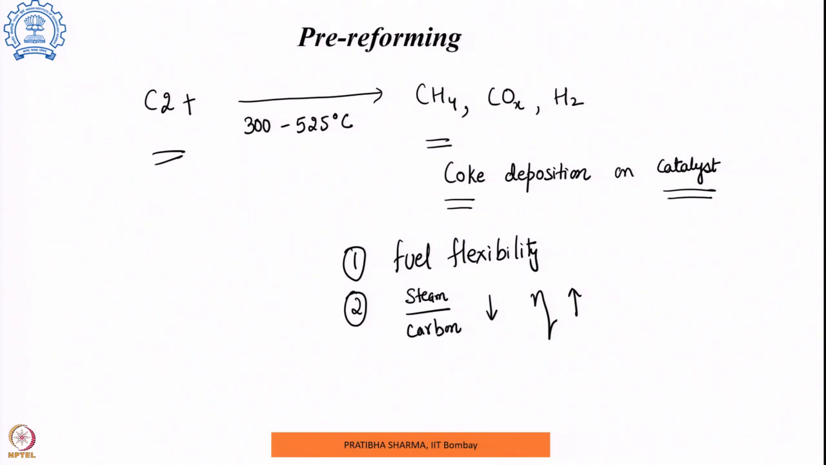Once the feed pretreatment process is done, in case of either higher hydrocarbons or methane, followed by a pre-reforming step only when higher hydrocarbons are present, thereafter comes the primary step, which is known as steam methane reforming or steam reforming. So, we will see the steam reformation process.